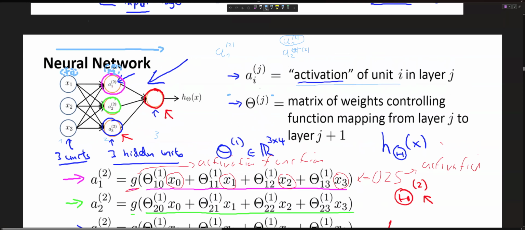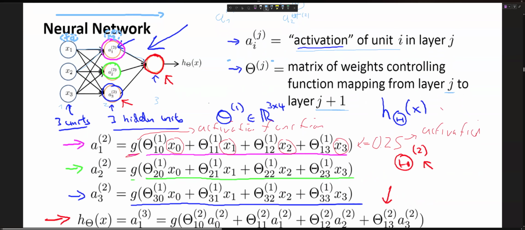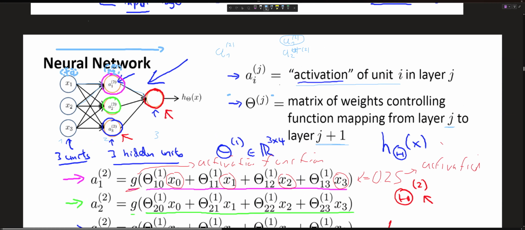We have a matrix of weights controlling function mapping, and this is important. The J, the power, is the layer where it starts. We denote the layer where it starts, because weights always go from one layer to another. You can see this here: it goes from layer 1 to layer 2, and from layer 2 to layer 3. We always use the layer where it originated. And now for some examples. I guess this is pretty easy to understand. But for the weights, let's look at this weight right here.